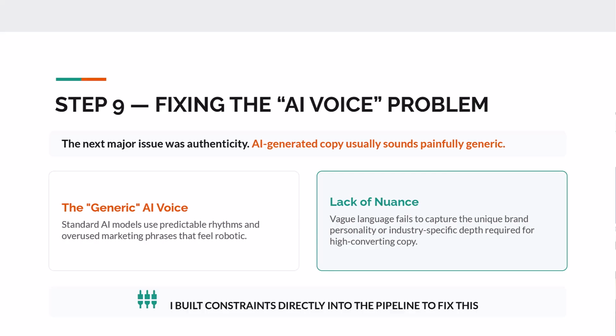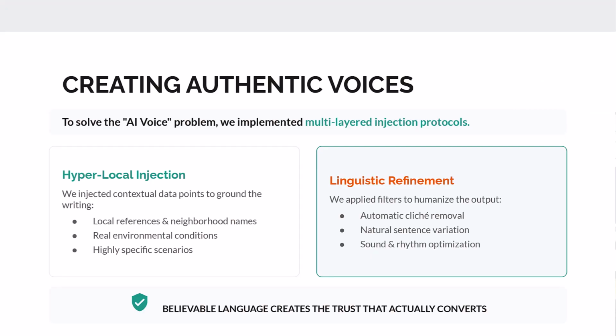AI-generated copy usually sounds painfully generic. It uses predictable sentence rhythms, overused marketing phrases, and vague language. So I built constraints directly into the pipeline. I injected local references, real environmental conditions, neighborhood names, and highly specific scenarios. I also removed the cliché phrases automatically. Then I forced more natural sentence variations so the writing sounded more human, unlike me talking right now.